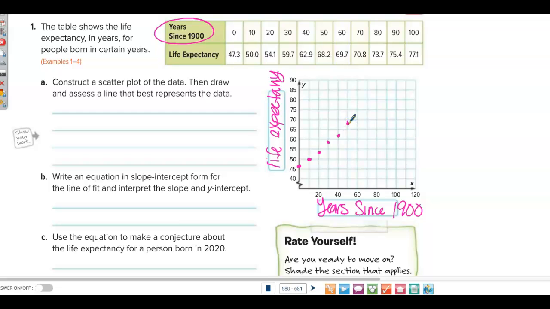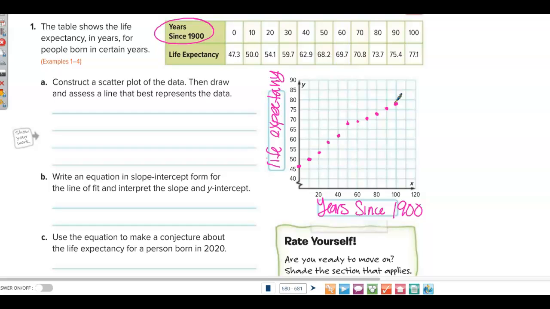60 is 69 7/10. 70 is 70 8/10. 80 is 73 7/10. 90 is 75 4/10. And 100 years after 1900, so that would actually be 2000, would be 77 1/10. Okay, so your scatter plot should look something similar to mine. If it's not perfect, that's okay, but it should be pretty close.